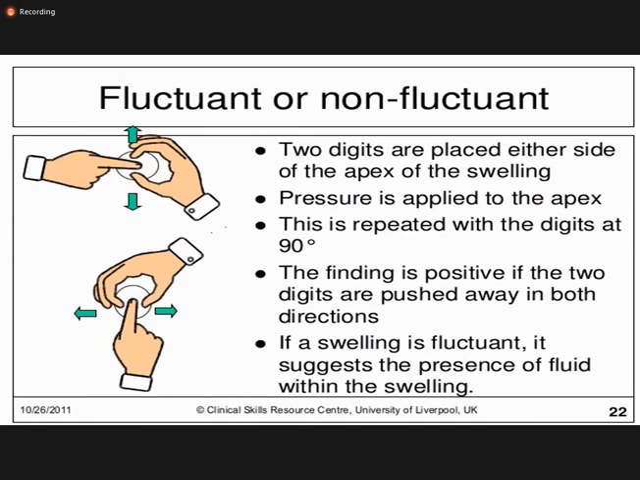Okay, fluctuation. For the fluctuation, you hold the swelling with two fingers and put the index finger in the center. After applying pressure on the swelling, what happens? The pressure spreads all around. It means that it is a cystic swelling with fluid fill. If your fingers are not pushed upward, it means that there is no fluid. The finding is positive if the two digits are pushed away in both directions. Okay? Got it, these fluctuations?